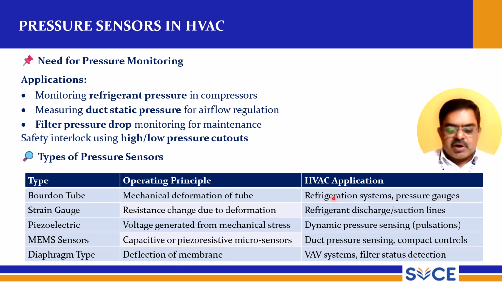So here the Bourdon tube is used for refrigeration system pressure gauges, whereas strain gauge is used for refrigerant discharge and suction lines, piezoelectric for dynamic pressure sensing such as pulsations, MEMS sensors for duct pressure sensing and comfort controls, and diaphragm type for VAV systems and filter status detection.